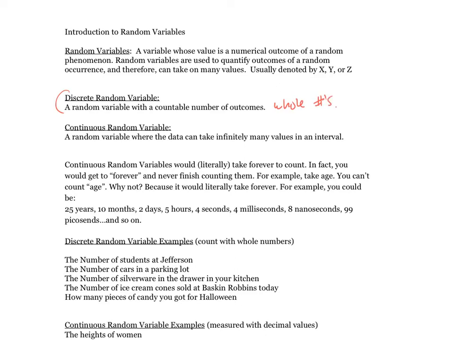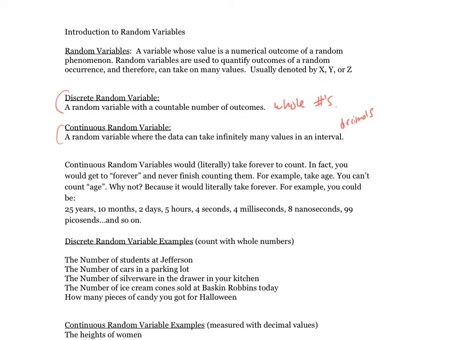A continuous random variable is a random variable where the data can take infinitely many values in an interval. So these are things that will end up being decimals, like height, weight. Your height is never exactly a value. So you could be 6.21385976 feet tall. When you have these really long decimals, that's a continuous random variable.